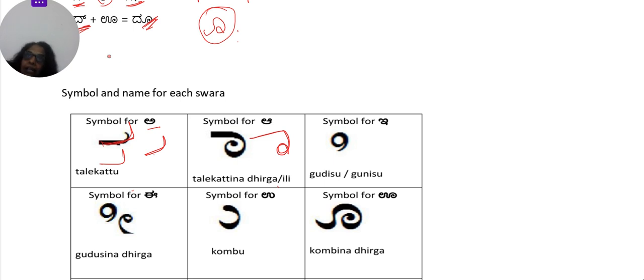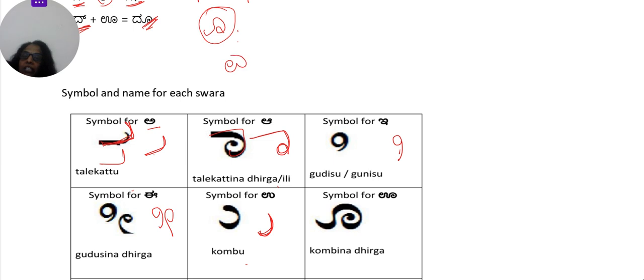Okay, Ili means getting down. So see, the top part is coming down. So Talekattina Ili also it is called. Then the symbol of I is like this and it is called Gudisu or Gunisu. Then for Ee, first you have to take the symbol of I and then add this extra. Then it becomes the symbol of Ee and it is Gudisina Dirgha. Then the symbol of U. U is just this. You just write it like this. This is called Kombu.